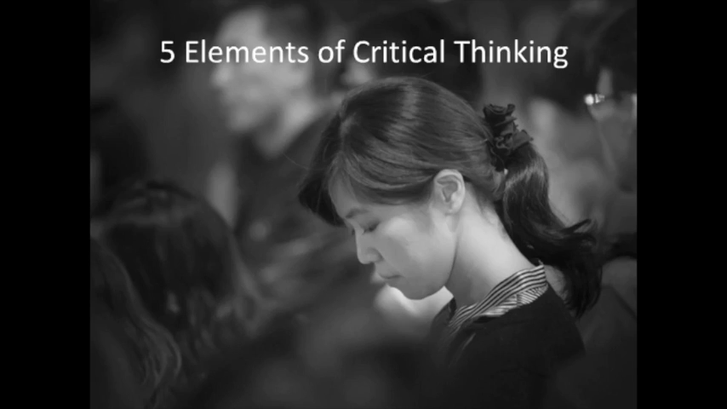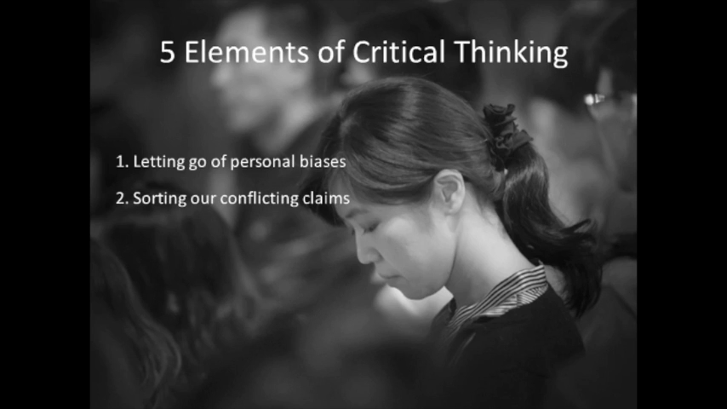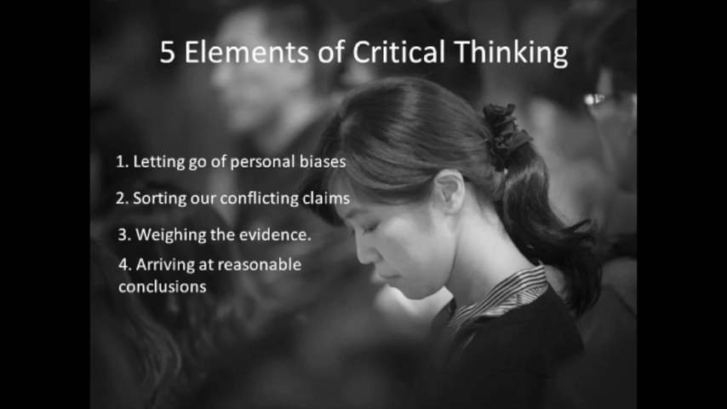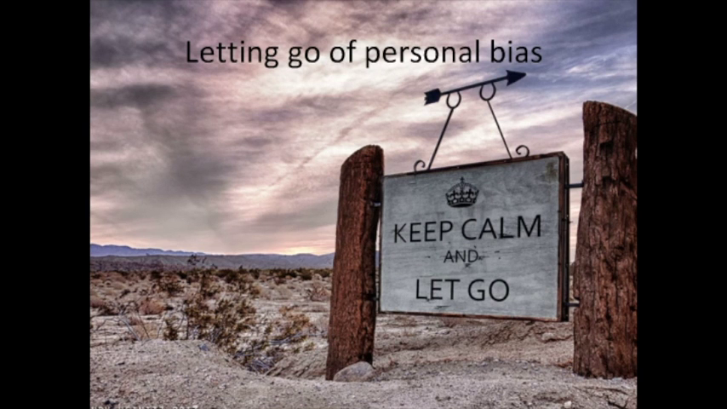In this lesson, we will cover 5 elements to critical thinking. Number 1, letting go of personal biases. Number 2, sorting out conflicting claims. Number 3, weighing the evidence. Number 4, arriving at reasonable conclusions. And number 5, asking searching questions. So let's begin by examining how to let go of personal bias.